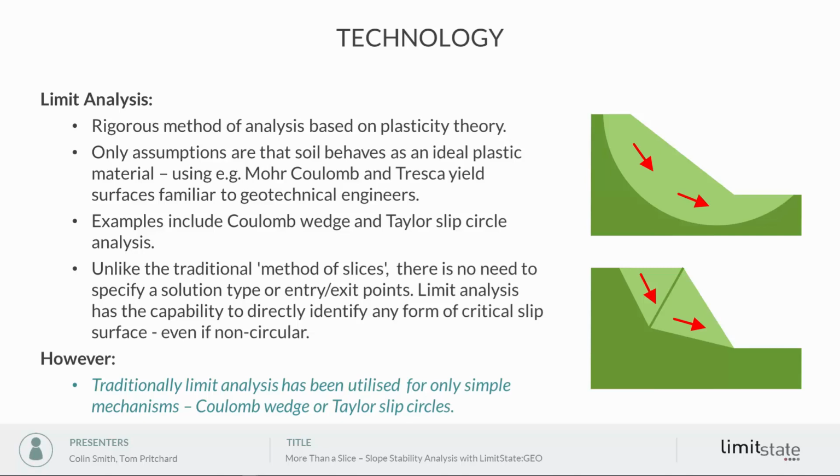And if you take that method to its limit, you can then explore many, many different failure modes. But with this particular method, there's no need to specify a solution type or interslice forces or entry-exit points. It has the potential to identify any shape of slip surface. As I've said, traditionally in textbooks, you tend to see these as very simple solutions with one sliding surface, or perhaps one or two sliding wedges in a Coulomb wedge analysis, but can we go further than that?